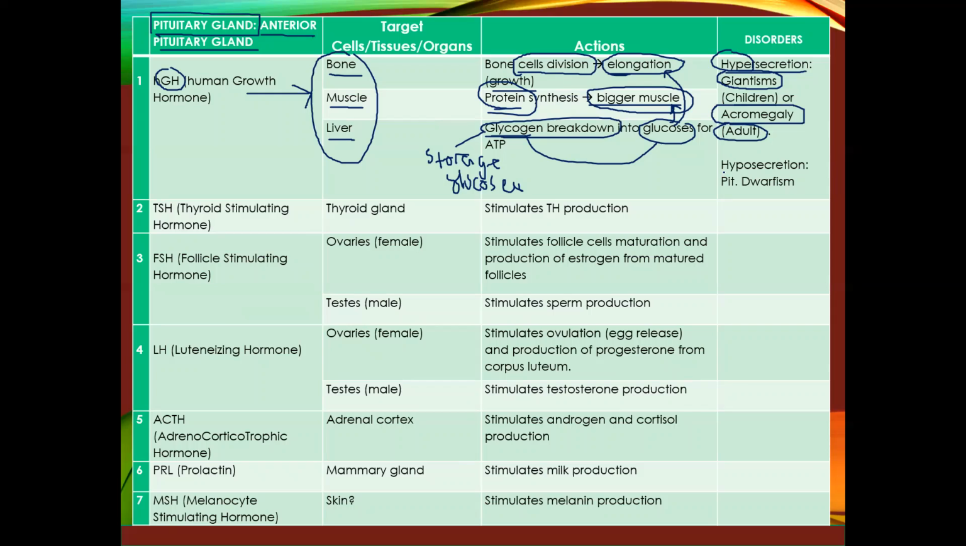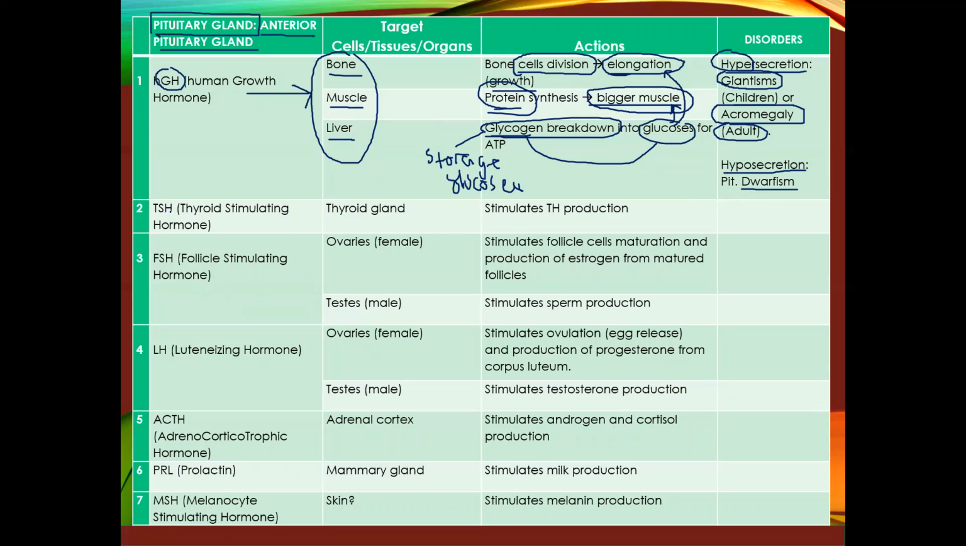And then what happens if the growth hormone is produced very little? This is hyposecretion over here. Then if it is in children, it will cause dwarfism, right? So pituitary dwarfism. The child becomes shorter than normal children.